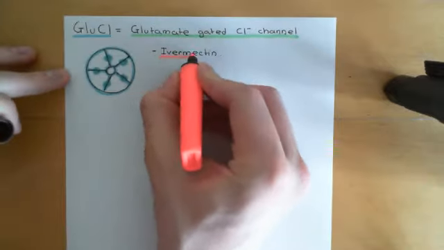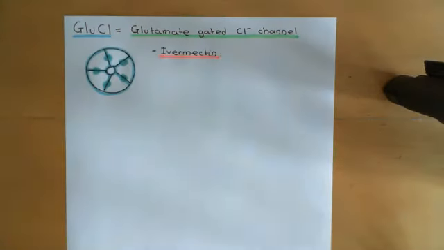Ivermectin is used to treat a huge number of different parasitic worm infections, and one of the major parasitic worm infections that it's used to treat is onchocerciasis. So I now want to talk about onchocerciasis.